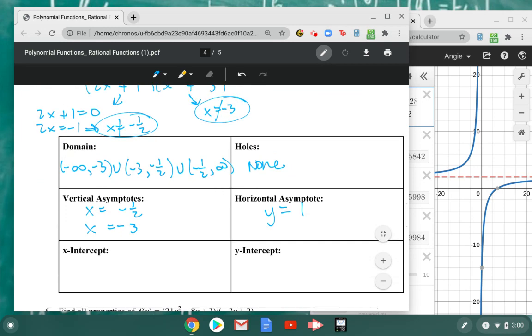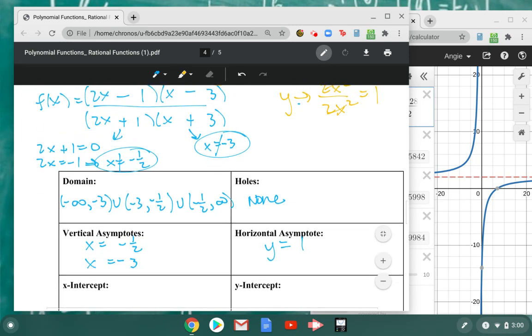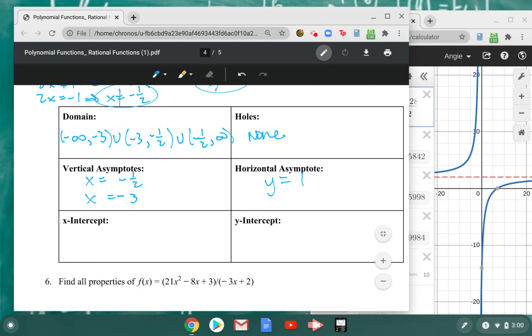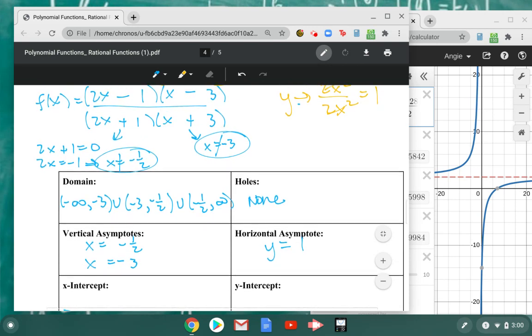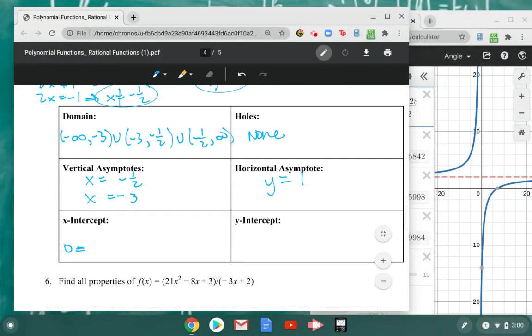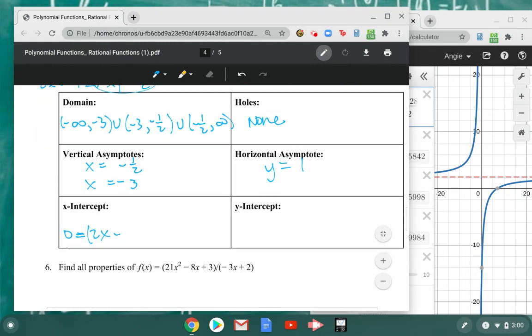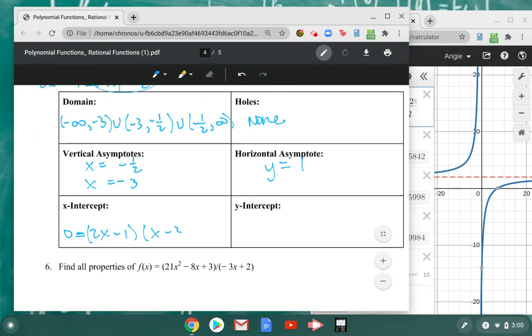X-intercept and y-intercept. For the x-intercept, we're going to let y equal 0. So 0 equals, I'm going to end up cross multiplying by my denominator, so I'm just going to set 0 equal to the numerator. 2x minus 1, x minus 3. There are two x-intercepts then, one at 3, and this is going to be positive 1/2. So my x-intercepts are 1/2 comma 0 and 3 comma 0.